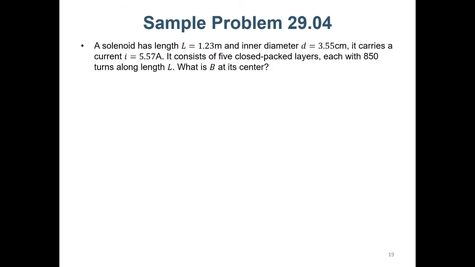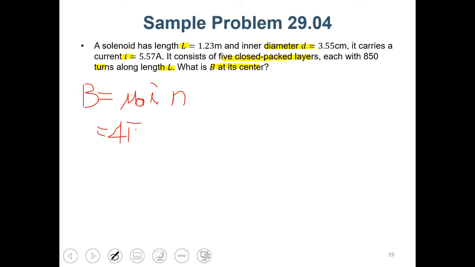Okay, so we have a sample problem. A solenoid has length capital L and inner diameter D. It carries a current I. It consists of five closely packed layers, each with 850 turns along length L. What is B at the center? So here we only talk about a solenoid, so we simply use B equals mu zero I n. Mu zero is nothing but 4 pi times 10 to minus 7. And then the current is 5.57.